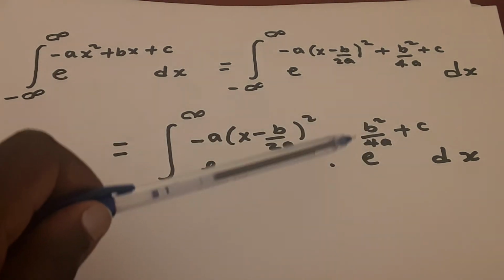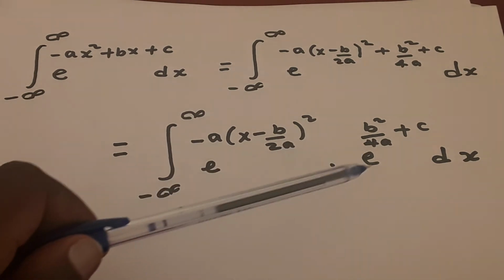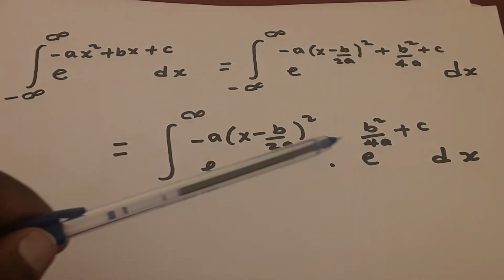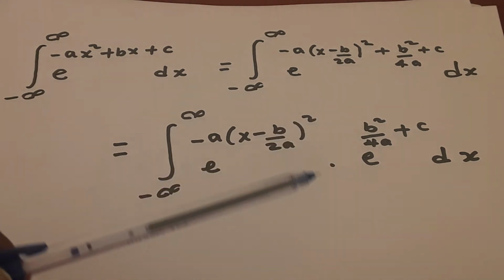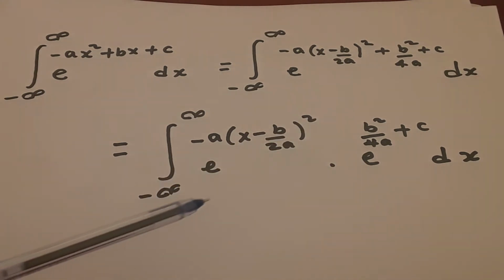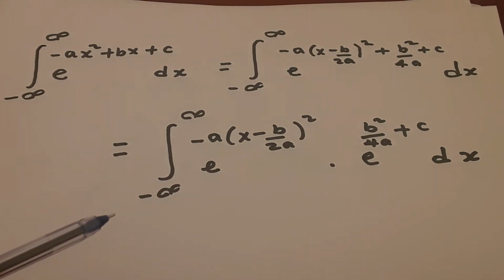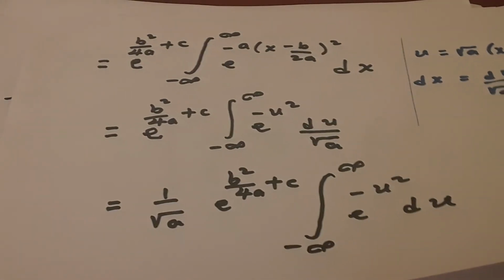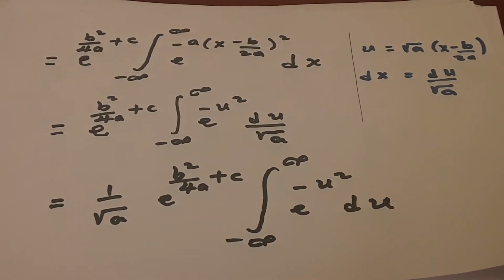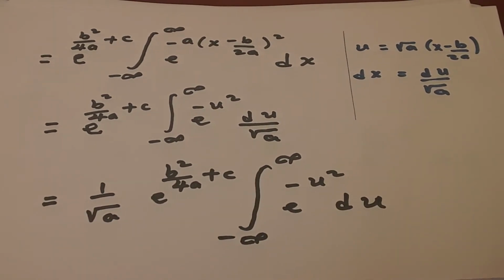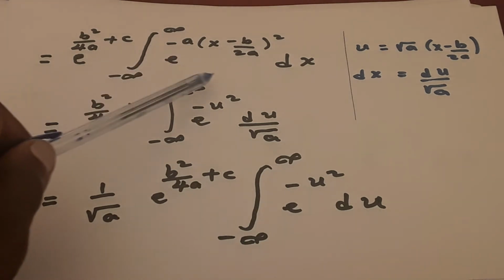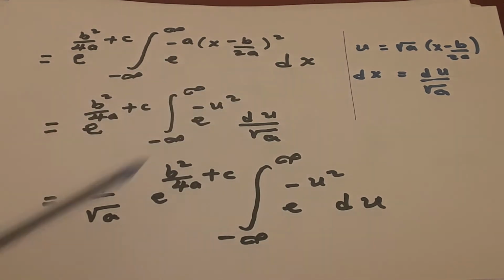Now e to the b squared over 4a plus c is free of x, so it can be treated as a constant with respect to x, and we can use the constant multiple rule to move it out of the integration. So we have e to the b squared over 4a plus c, times the integral from minus infinity to infinity of e to the minus a times x minus b over 2a, squared, dx.